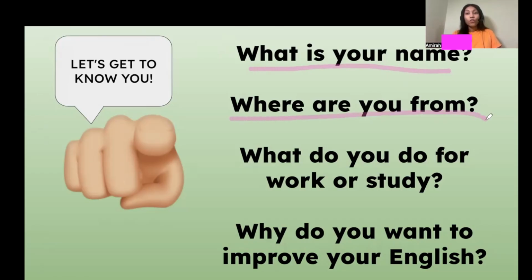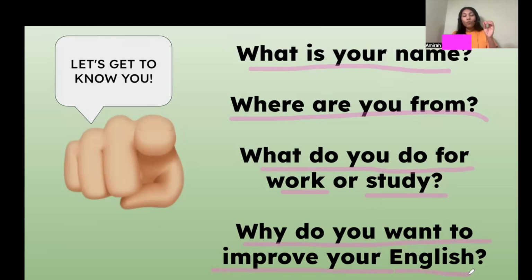Second, where are you from? Oh, I'm from Thailand. I'm from India. I'm from Peru. I'm from Mexico. What do you do for work or study? That's a cool one. I like asking people that because when you meet people from all over the world, they have some very interesting jobs. Last thing you can always ask them is, why do you want to improve your English?